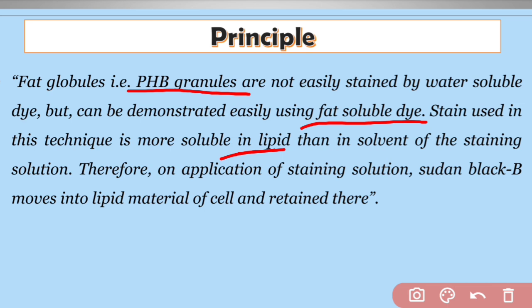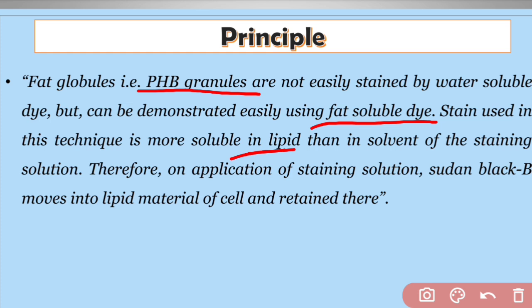Now when Sudan black B is applied on a bacterial smear which is able to produce PHB granules, what are PHB granules? They are lipid granules. If we use an aqueous stain, then that stain is not able to get penetrated into those lipid granules. But as Sudan black B is a fat soluble stain, it moves into that lipid material and it is retained there. As a result, these granules will be visualized after staining as dark blue or black colored structures.